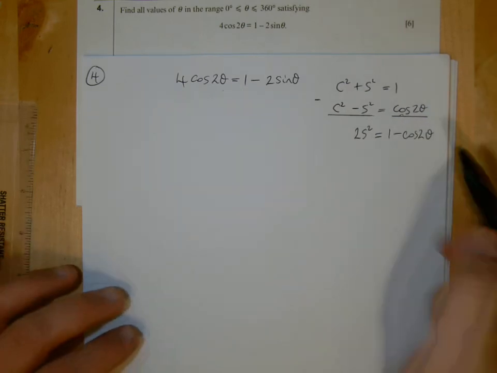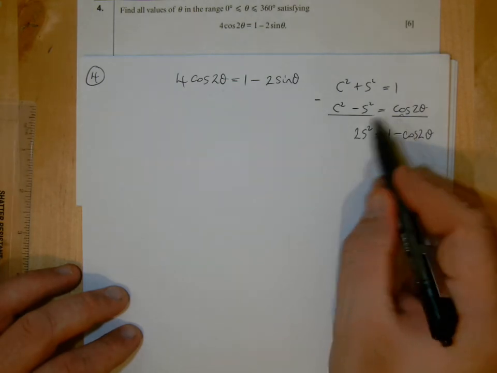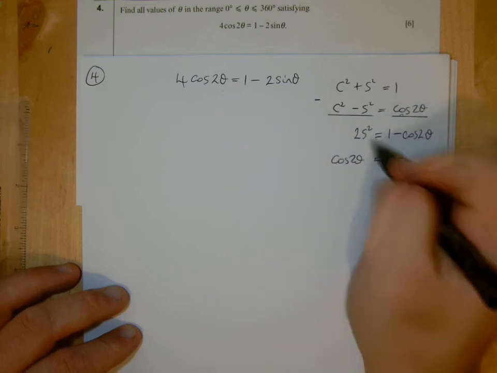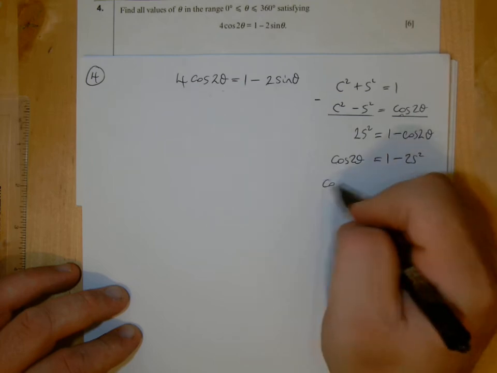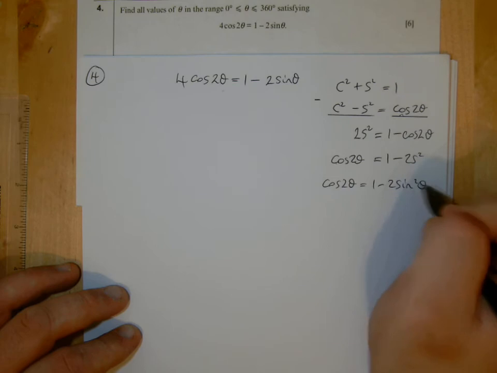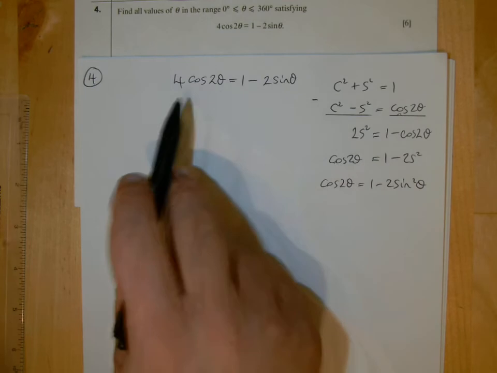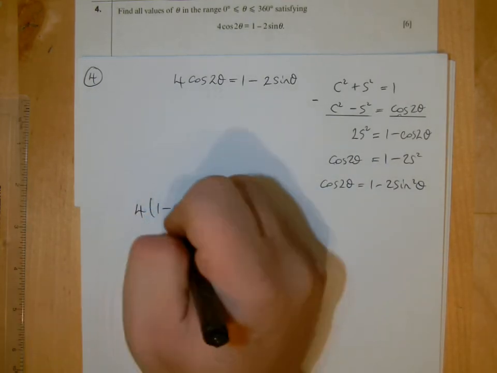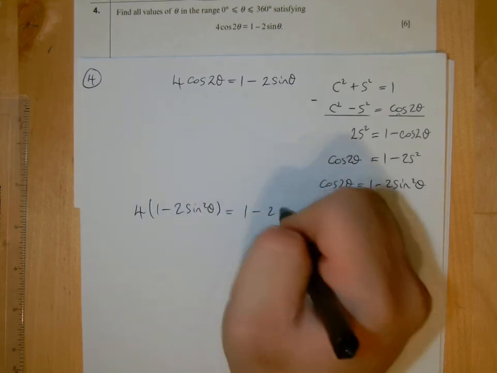So what I can do then is take this minus cos 2 theta over to the other side, so it becomes a plus cos 2 theta. And then take the 2 sine squared over. So I get my result for cos 2 theta to be 1 minus 2 sine squared theta. And that's the other result we came up with for cos 2 theta. And we can use this now in here. So now I can substitute in 4 bracket 1 minus 2 sine squared theta equals 1 minus 2 sine theta.